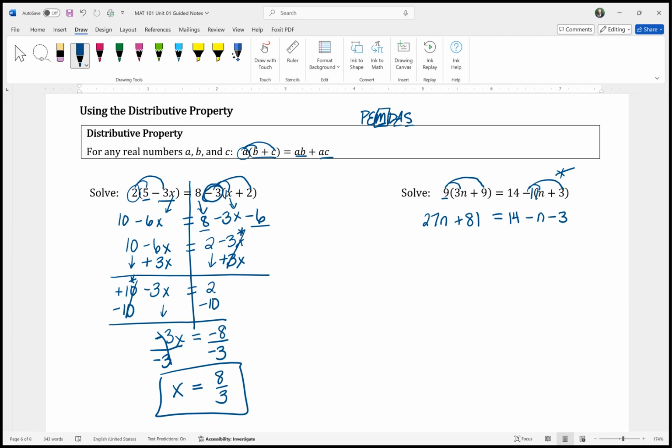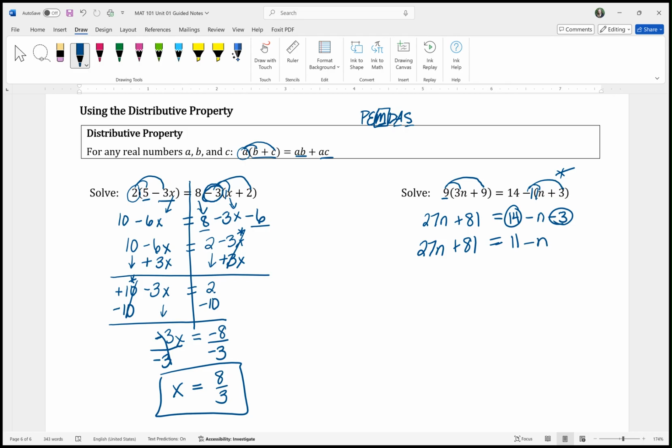So our next step is combining like terms. On the left-hand side, do I have anything to combine? No. I've got a variable and a constant. On the right side, do I have anything to combine? Well, I've got 3 terms, so I'm definitely combining something here. So that 14 and 3 can be put together. Let's bring down this left side real quick. So 27n plus 81 equals, let's put these together. 14 minus 3 is going to give me 11. And minus n, we'll bring that down.